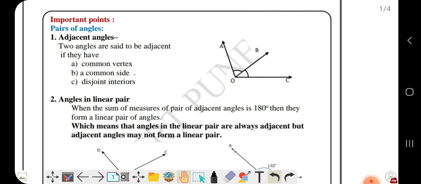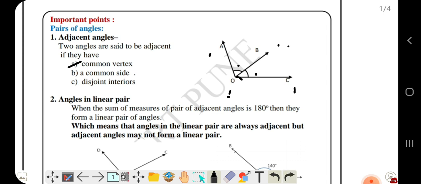Important points. The first point is adjacent angles. What are adjacent angles? Two angles are said to be adjacent if they have a common vertex. These two angles, angle AOB and COB, this one and this one, are said to be adjacent if they have a common vertex. Here the vertex is O. We can see this vertex O.